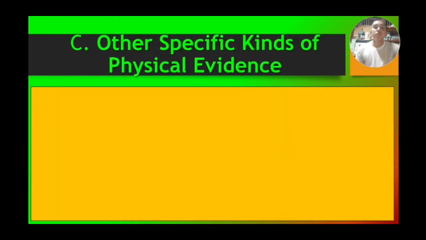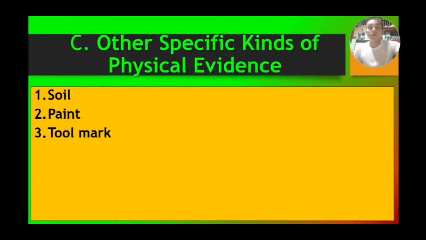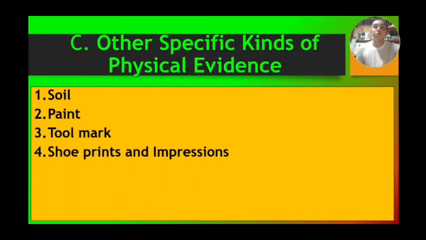Other specific kinds of physical evidence. First, we have soil. This usually refers to flowers, minerals, rocks, and others. Second, paint. Third, tool mark. This usually refers to fingerprints from physical touch on a physical object. Fourth, shoe prints and impressions. Fifth, videotape evidence. This type of physical evidence is the most powerful because it will capture the crime that is committed.